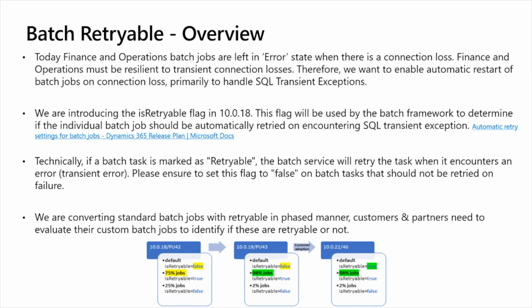In 19, we covered almost 98% of batch jobs to start using this framework. 2% are still left. What we are targeting, and also hoping from the community, the customers and the partners, is to start adopting this framework in your custom batch classes. By 10.0.22 we might still have 2% of batch jobs not converted to retriable, and there is reasoning behind it. There are a few batch jobs which technically we cannot convert to retry, and the reason is data inconsistency and a lot of other things.